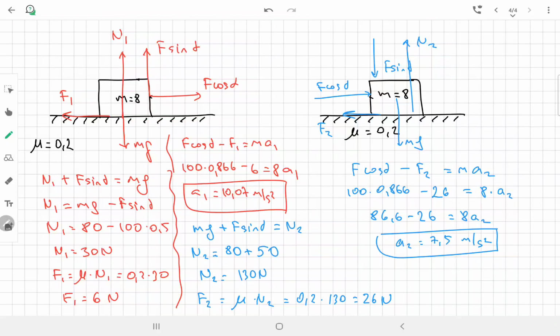So as you see, A1 is greater than A2, so in the first case the object will move faster.